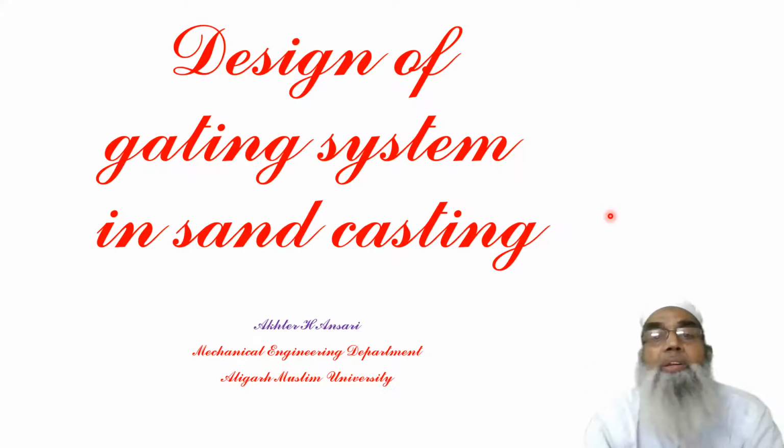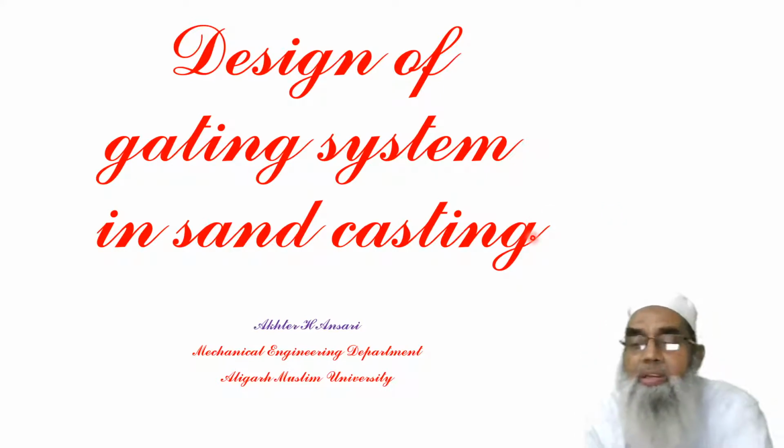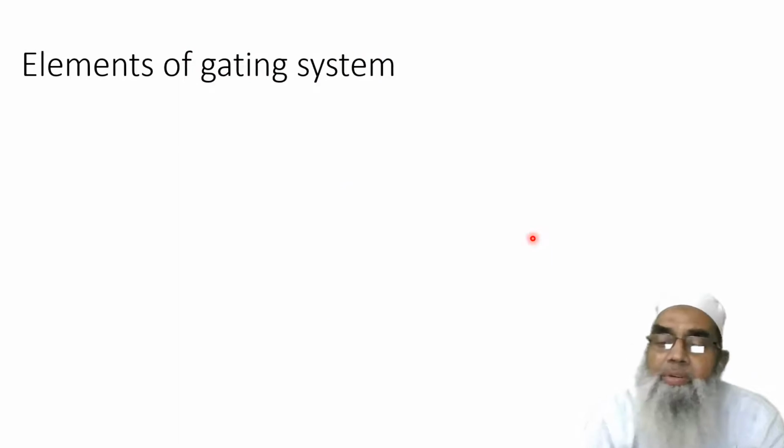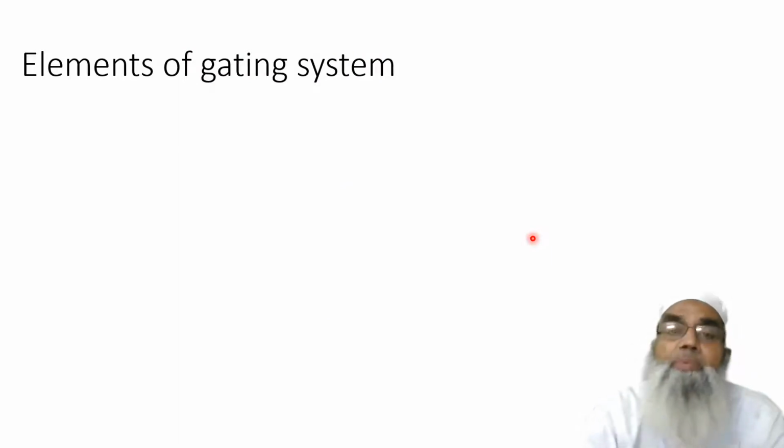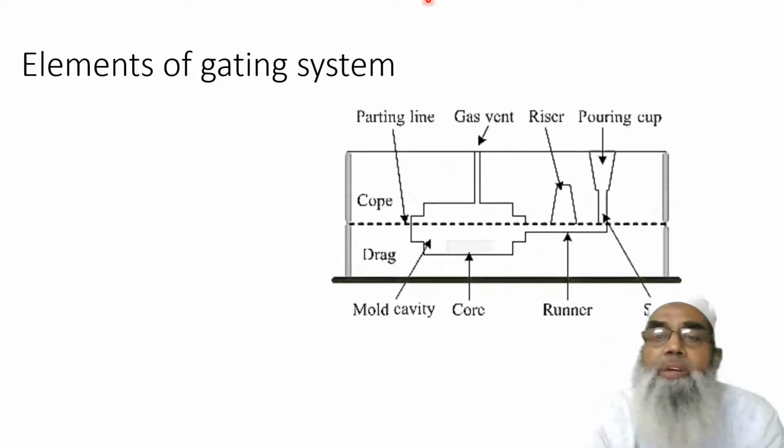Let us discuss the design of the gating system in sand casting. Therefore, first let us see what the elements of a gating system are. Now this is the mold, a green sand mold.